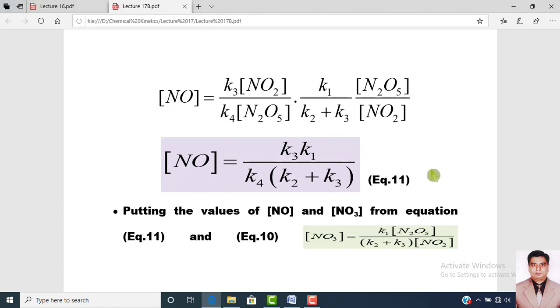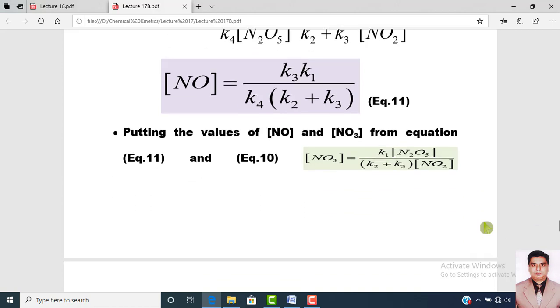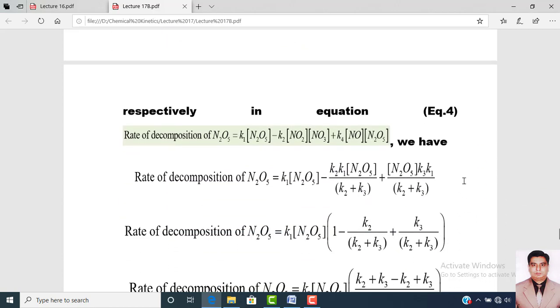So if we put the values of nitric oxide and nitrogen trioxide from equation number 11 and 10, then we can put these values in equation number 4. According to equation number 4, the rate of decomposition of N2O5 is equal to K1 into N2O5 minus K2 NO2 NO3 plus K4 NO N2O5. So here we will put the values of NO and NO3.